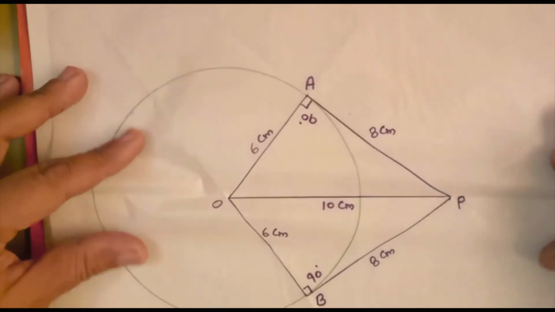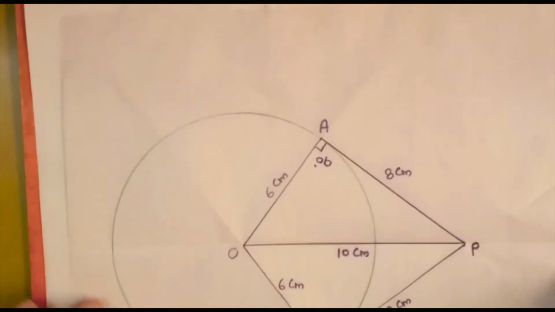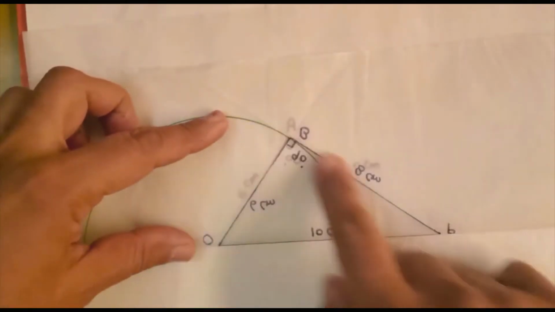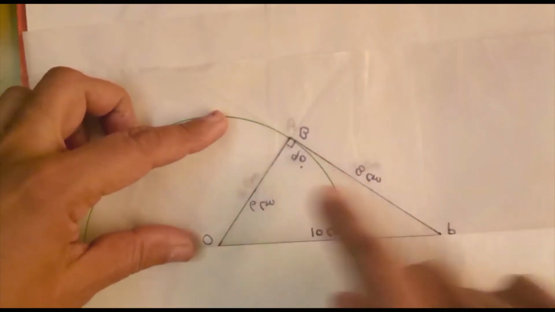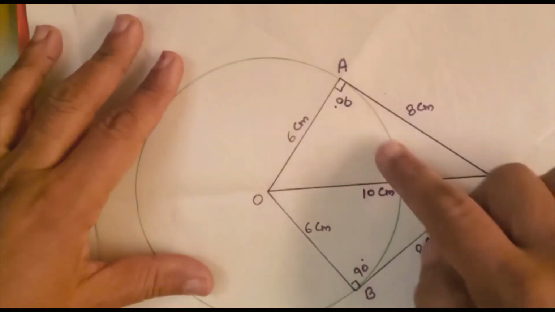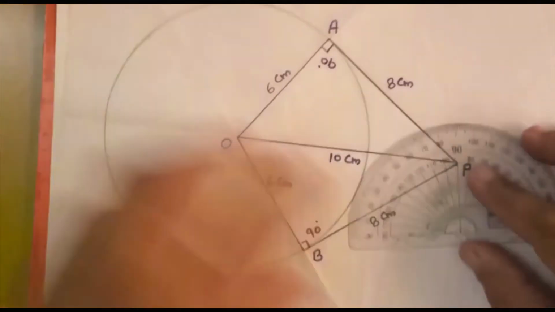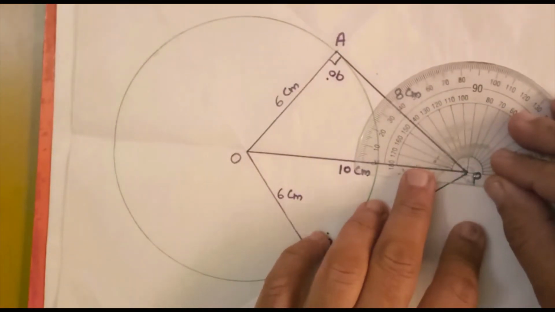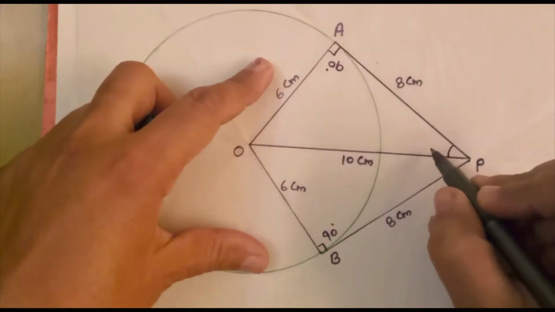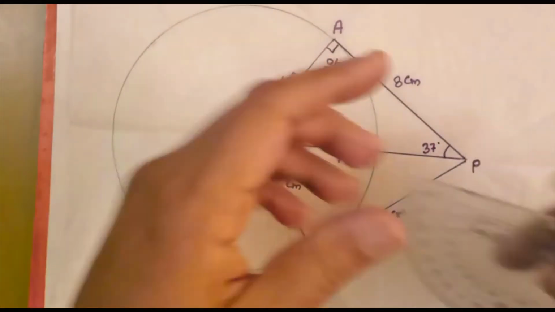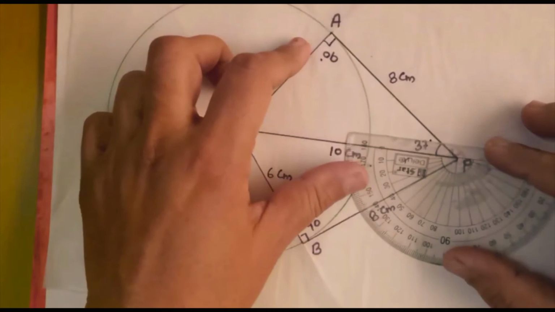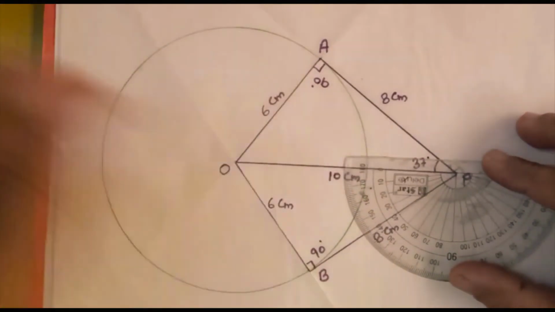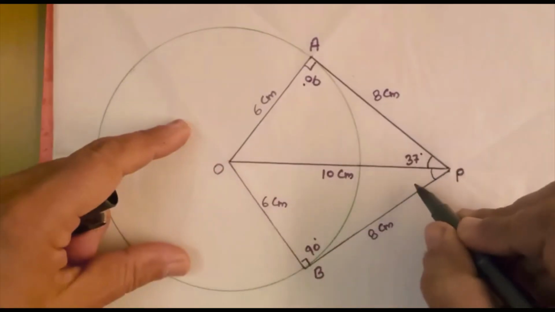Now if we fold along OP, we see that both triangles overlap each other. It proves that both triangles are congruent. Now let us check the other parts of the triangle. They should be equal. We see that angle APO is 37 degree and similarly angle BPO, it is also 37 degree.